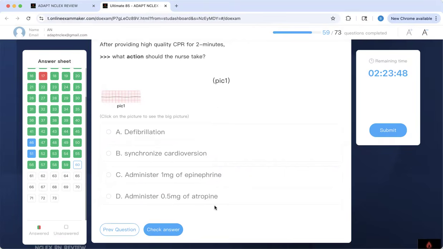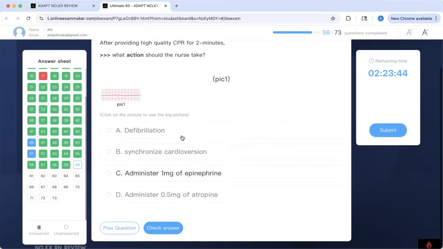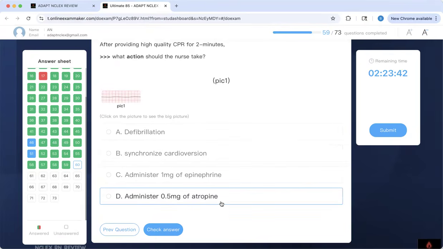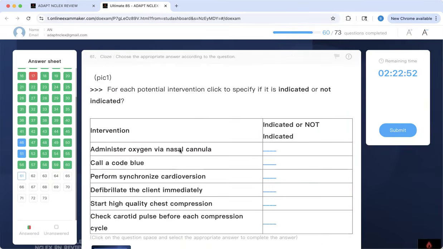So the patient has no pulse. He has this flat rhythm. That's asystole. You know this is not a shockable rhythm. So defibrillation and synchronized cardioversion are gone. It's mostly medication, and the best medication is the one to speed up the heart. That's epinephrine.